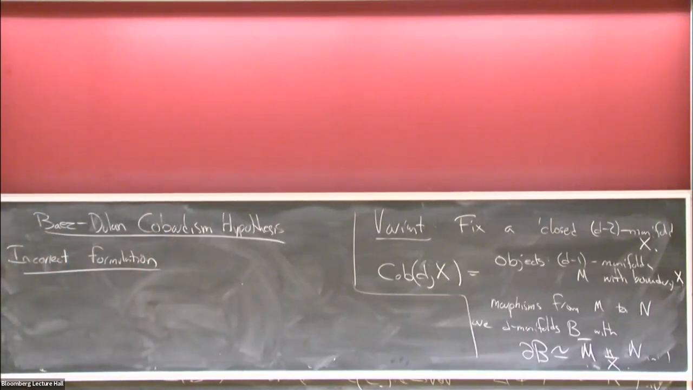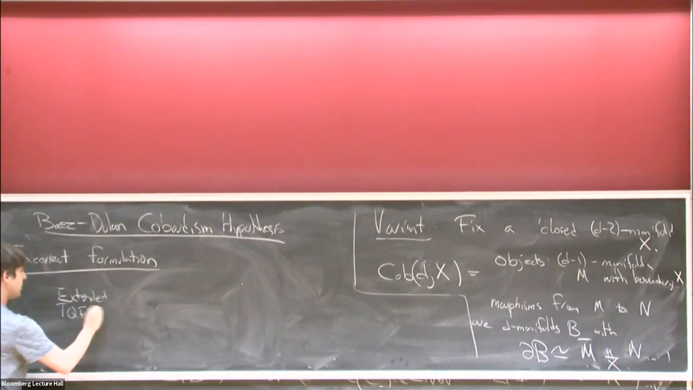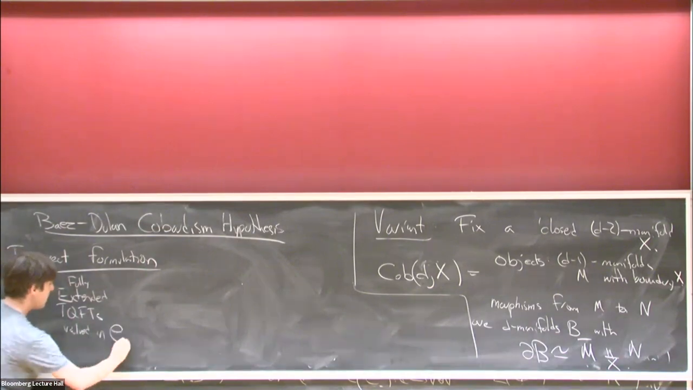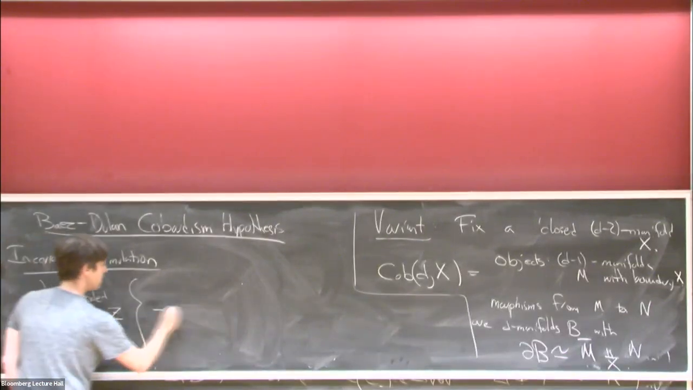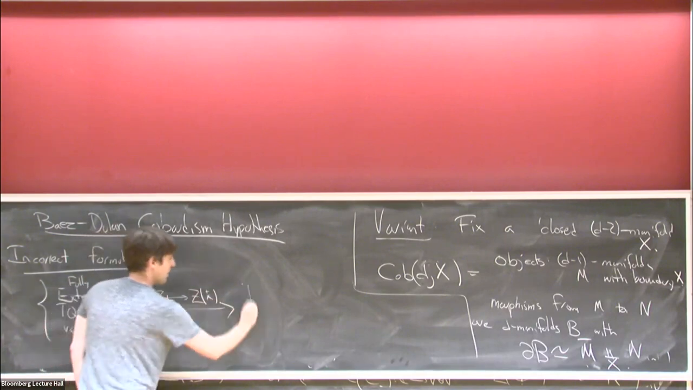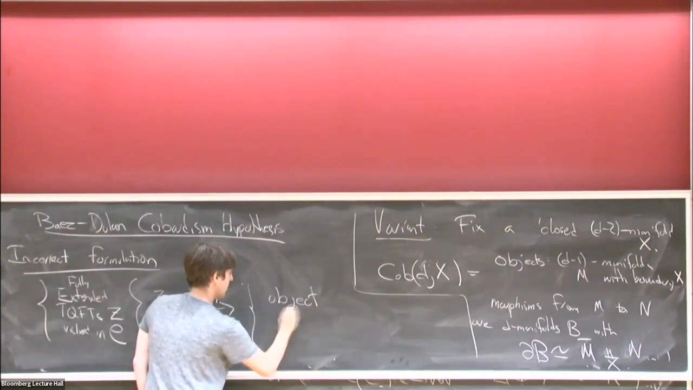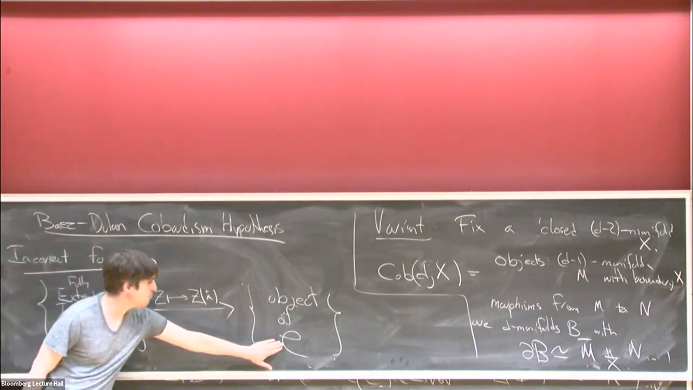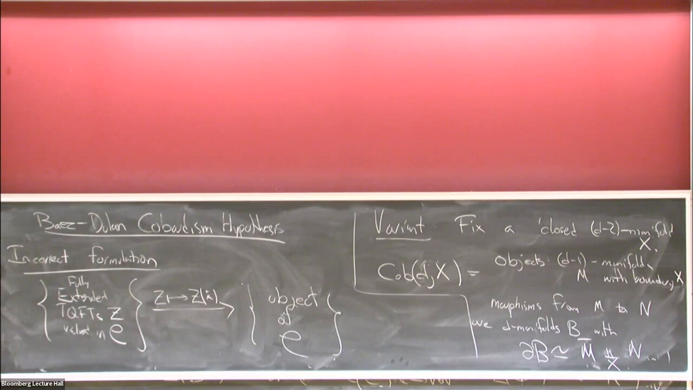Of this Baez-Dolan cobordism hypothesis. So you can consider the collection of extended, fully extended TQFTs valued in C. And if you have such a TQFT, then what you can do is just evaluate it on a point. And then you'll extract an object of whatever this target category C is. So roughly what they wanted to say was that this was a bijection, that if you have any object of C, it completely determines this fully extended TQFT.